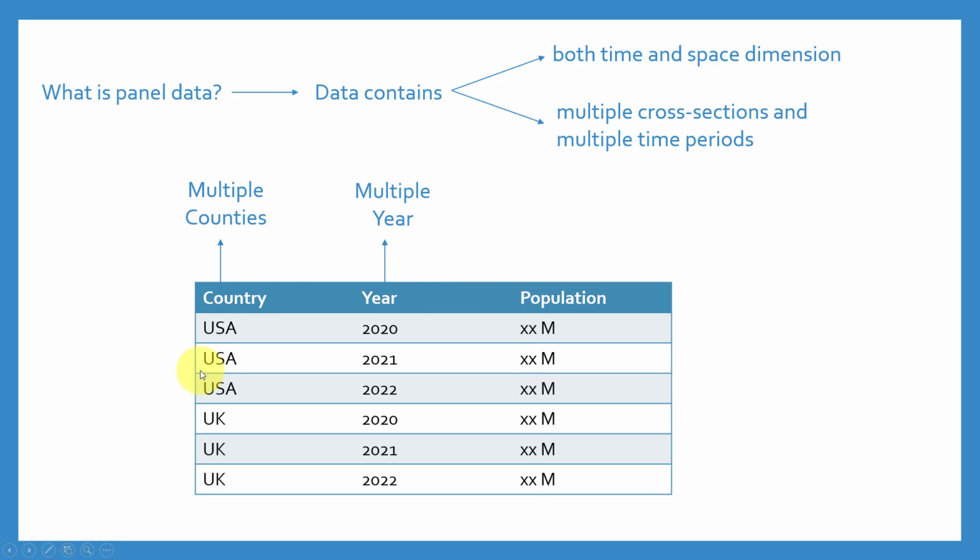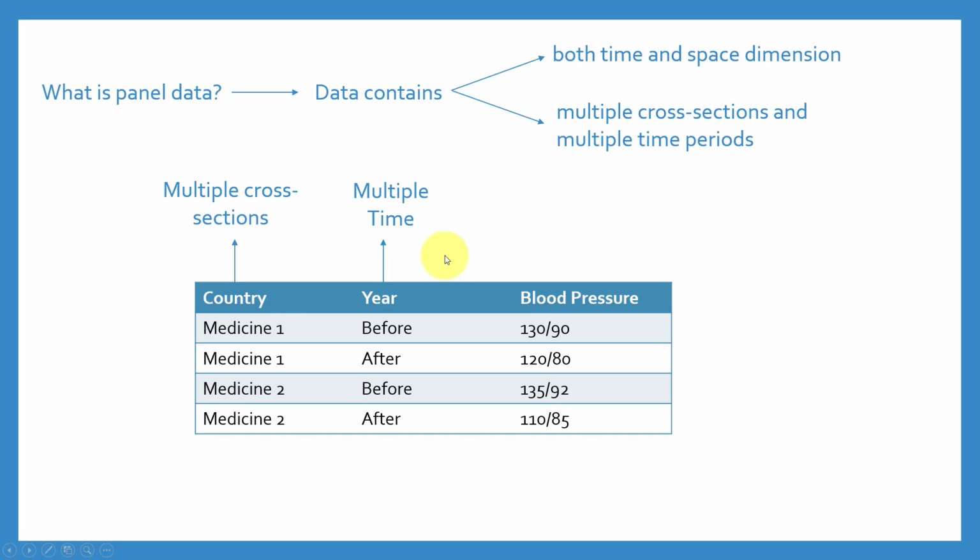Similarly, if we are working with country level data, then we have, let's just say, multiple countries and multiple years, and that would also be considered panel data. Or, let's just say, we have a longitudinal data where we are measuring the blood pressure of patients before and after prescribing different medicines. So these different medicines become different cross sections, and this before and after becomes our time. Hence we have multiple cross sections and multiple time periods.